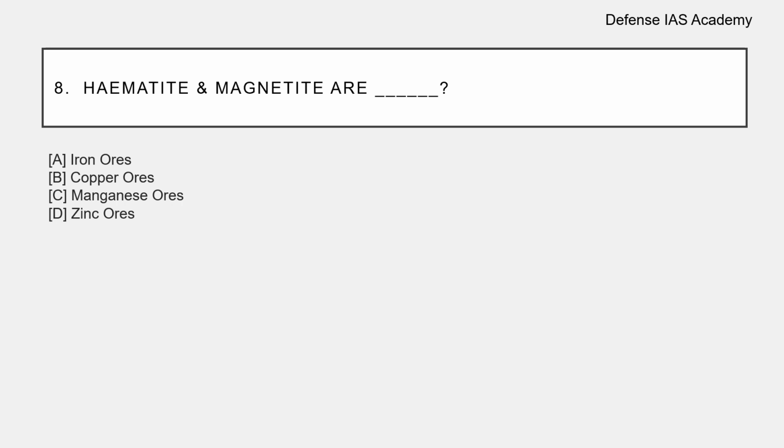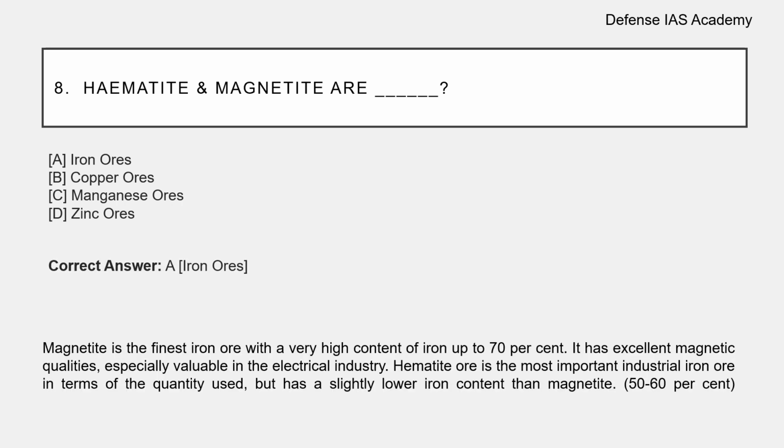Question number 8. Hematite and magnetite are dash. Options are option A iron ores, option B copper ores, option C manganese ores, option D zinc ores. Correct answer is option A iron ores. Magnetite is the finest iron ore with a high content of iron up to 70%. It has excellent magnetic qualities and hematite ore is the most important industrial iron ore in terms of quantity used, but it has a slightly lower iron content than magnetite.